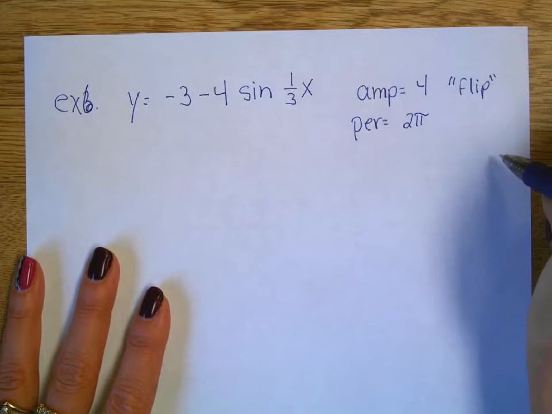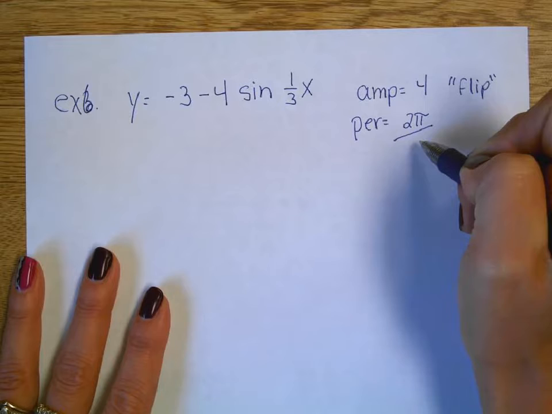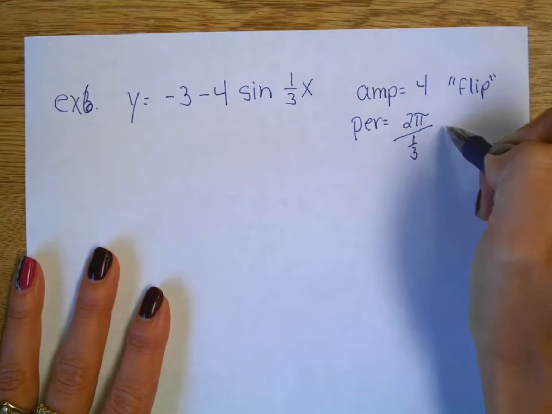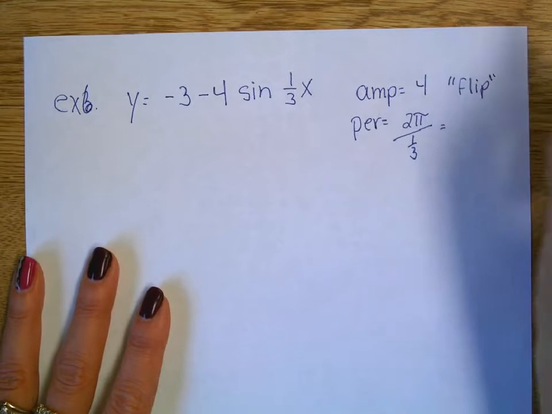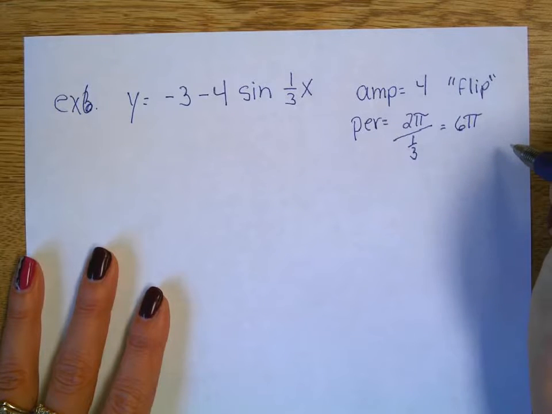Period is 2 pi divided by what? 1/3. Oh, this is going to be easy. Dang, one of those ugly fractions. If you flip that over and multiply, what are you going to get? 6 pi.